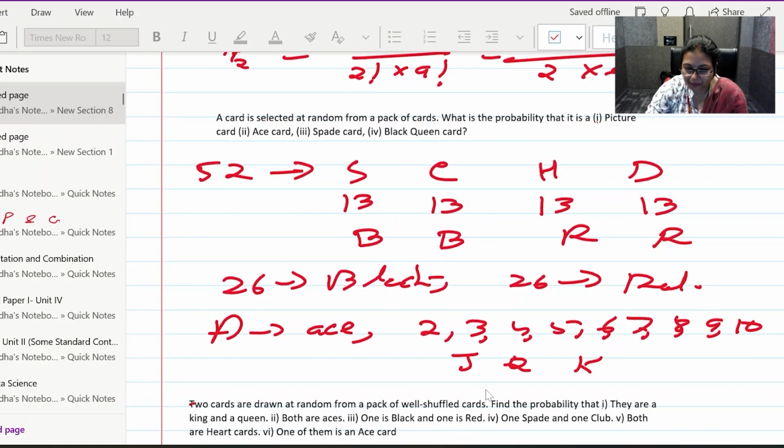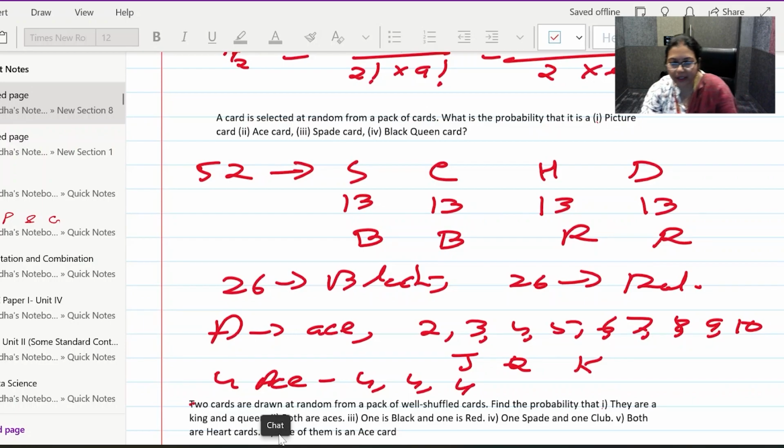So what do I get here? Total how many Ace cards are there? There are 4 Ace cards. How many Jack cards are there? 4. How many Queen cards? 4. How many King cards? There are 4 King cards. So in each type, like Ace cards, there are 4 Ace cards, 4 Jack cards, 4 Queen and 4 King, and these are the rest of the numbered cards.